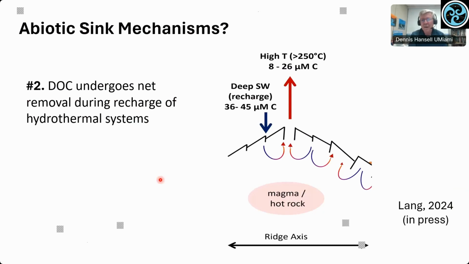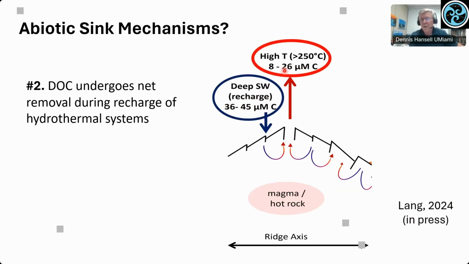So another abiotic sink mechanism, this is an image from Susan Lang's figure. She wrote a chapter for the DOM book that I showed earlier, is just recharge of these hydrothermal systems. And you can see the deep sea water that goes in, this 36 is a kind of value we'd expect to see in the Pacific, and 45 might be closer to what we'd see in the Atlantic. And you can see that it is then coming back out at much lower concentration. So there's a net loss there.